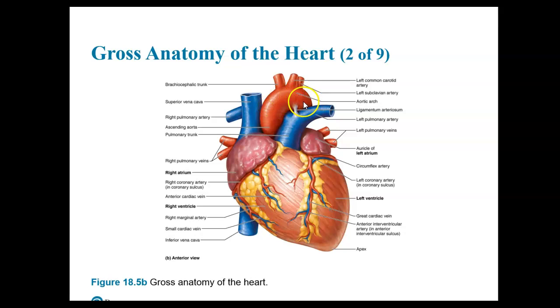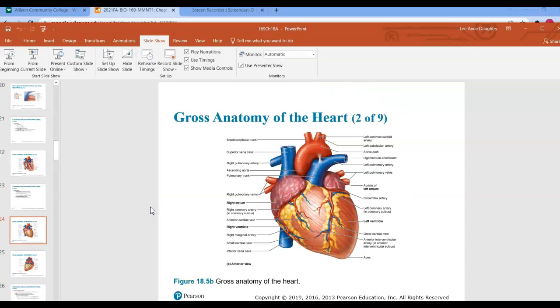This would be the aortic arch, and then there are three major arteries that branch from the aorta: the brachiocephalic trunk, the left common carotid artery, and the left subclavian artery. You can also see the arteries and the veins that supply the heart muscle itself. We call them cardiac veins and coronary arteries. So you may want to refer to this picture. If you want to come back to the slideshow, it is slide number 24.